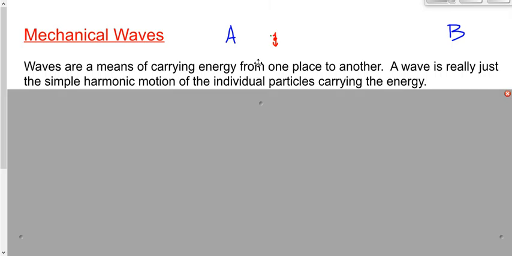The particles, and this is a little bit of a misconception, the particles from person A don't actually travel to person B.